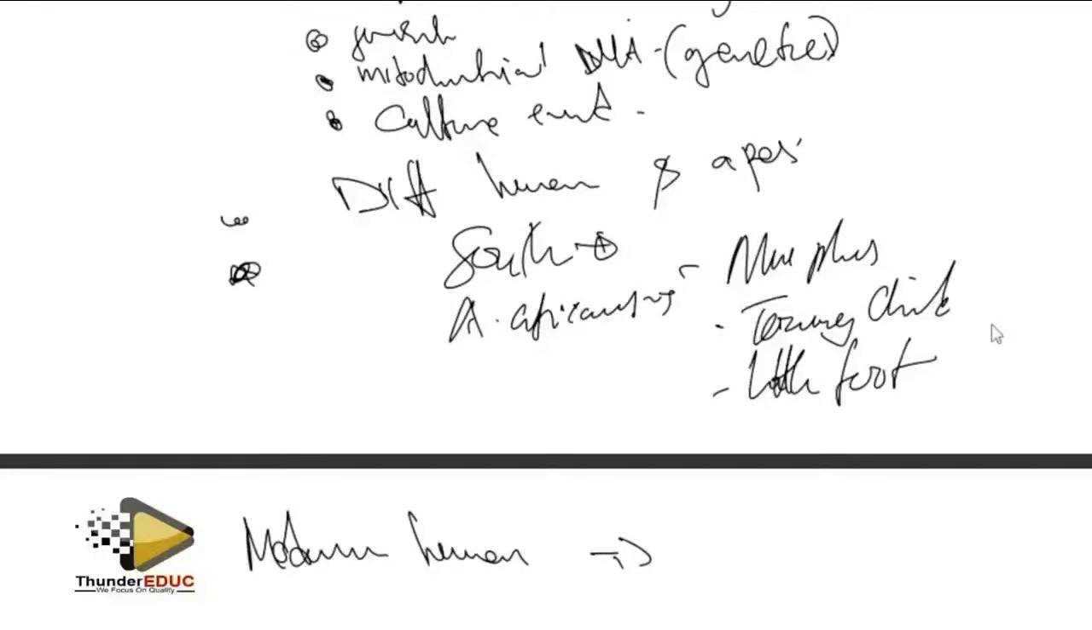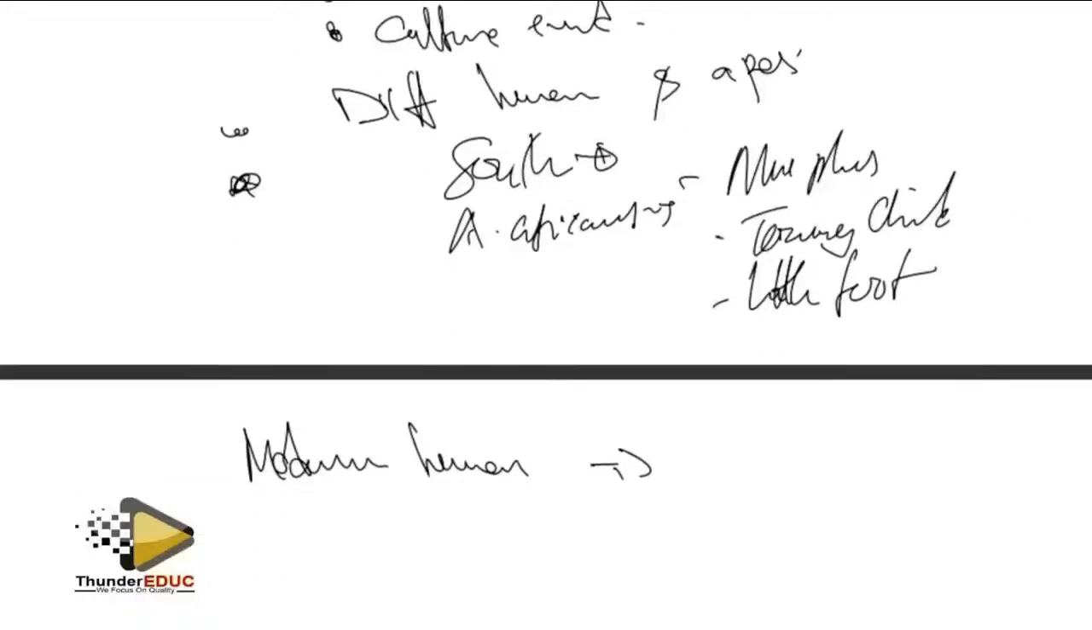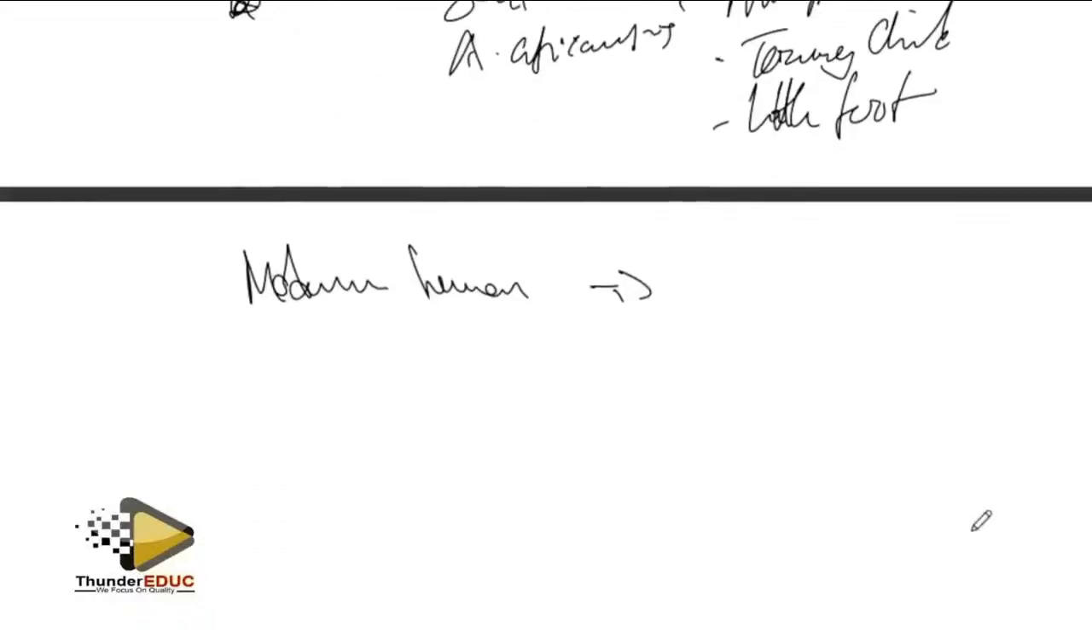The mark is gone. Give 3 evidences to support the out of Africa hypothesis. That is fossil evidence, mitochondrial DNA, and cultural evidence. Now, remember I said that this can come in this 6 mark. So how do I use cultural evidence? How do I use the mitochondrial DNA? How do I use fossil evidence to do this?